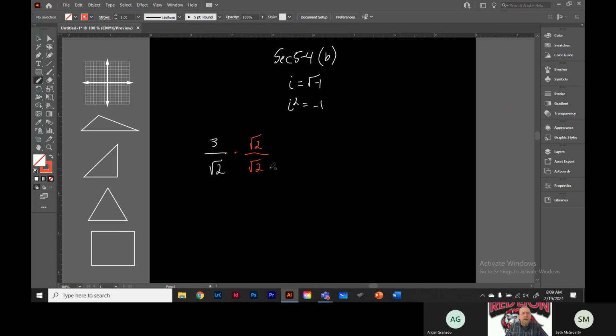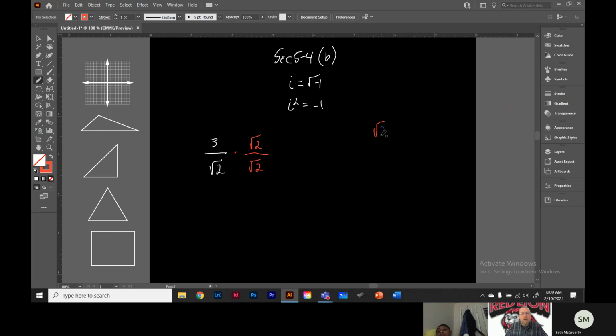Why did we choose square root of 2 over square root of 2? Was it just some random number that we picked? Well, of course not, because if you look at this, we picked a square root of 2 because this is a square root of 2. Remember, our goal is to get rid of the square root. So we multiply it by itself, because when you multiply a square root by itself, you're basically squaring it.